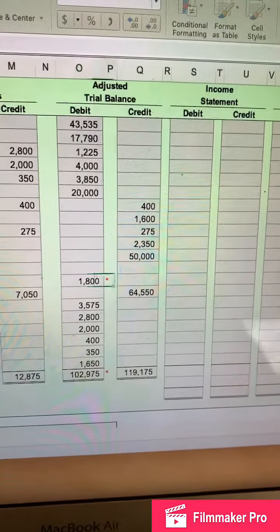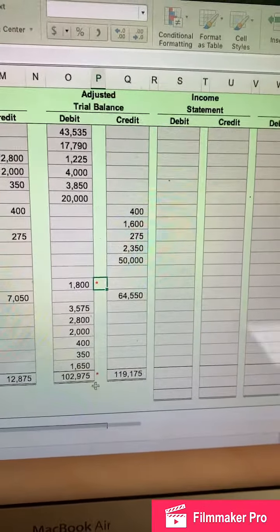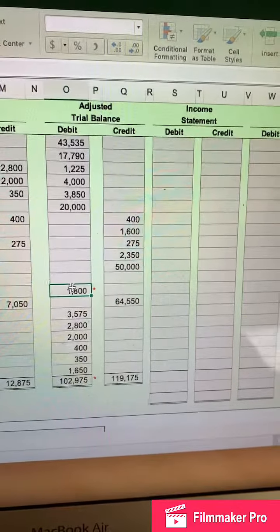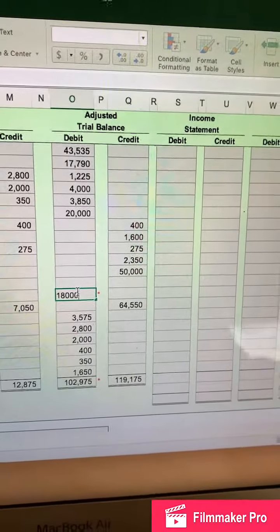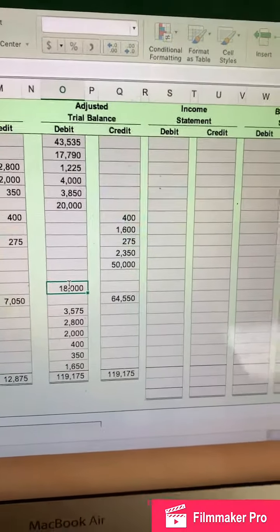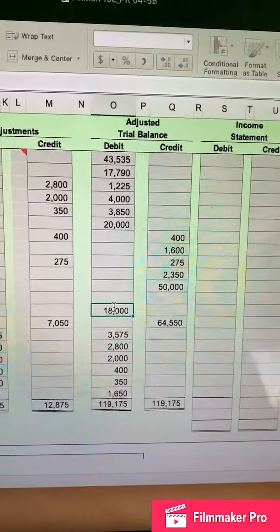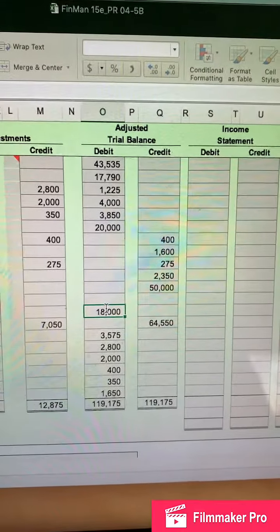You'll get a little red dot there, and a red dot here. That means you got it wrong. So if you get a red dot, that means you put the wrong number in. So double check it, and it'll automatically give you an update if you got it wrong. Next I'll do the income statement.